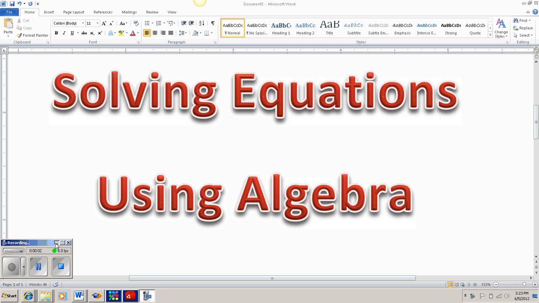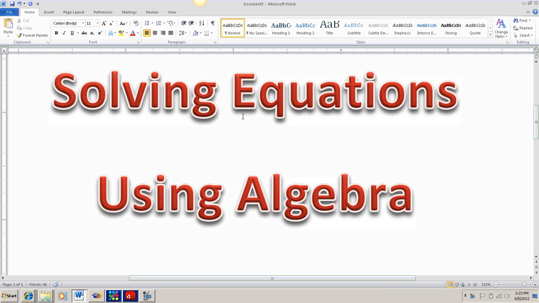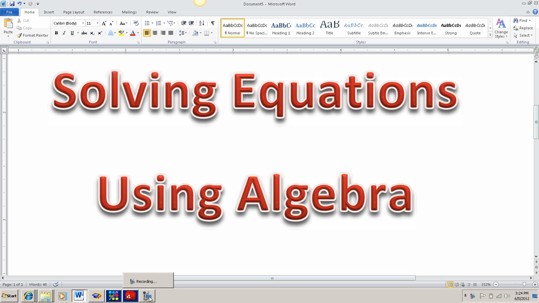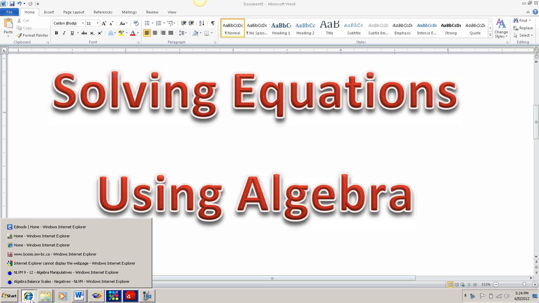Hey, this tutorial is on solving equations using algebra. Previously we've been using manipulatives like tiles and scales and things like that. Now we're going to take off the training wheels and solve equations using a system we're going to call algebra. So let's look at that scale idea first.